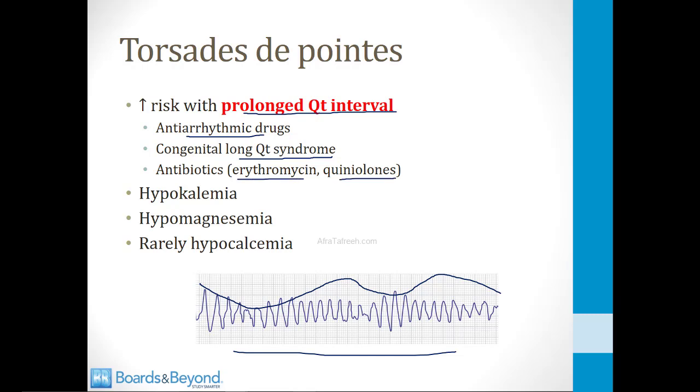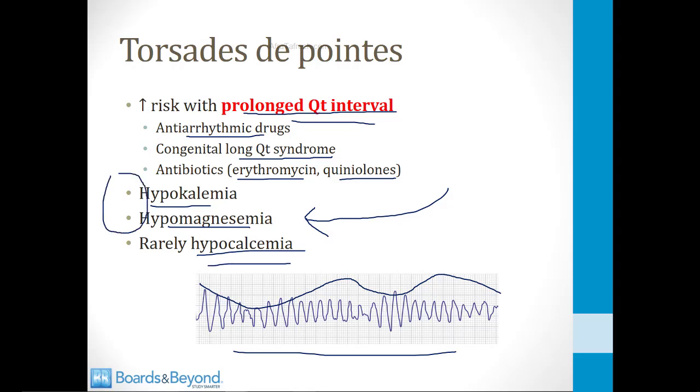You can also develop torsades unrelated to the QT interval in certain electrolyte disorders. Hypokalemia and hypomagnesemia are famous for causing torsades, and in fact, giving magnesium is one of the ways you can treat this arrhythmia. What's interesting is you may know that hypocalcemia can prolong the QT interval, but it turns out that torsades is fairly rare in hypocalcemia. The reasons for this are not well understood, but nevertheless, hypocalcemia can potentially cause this arrhythmia, although the more common electrolyte disorders are hypokalemia and hypomagnesemia.